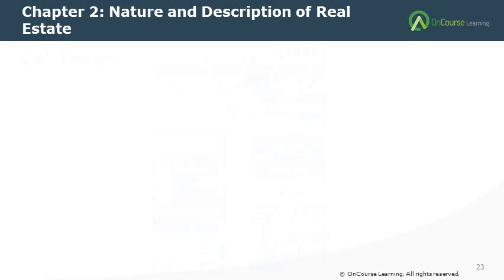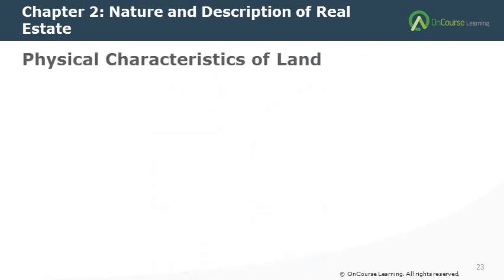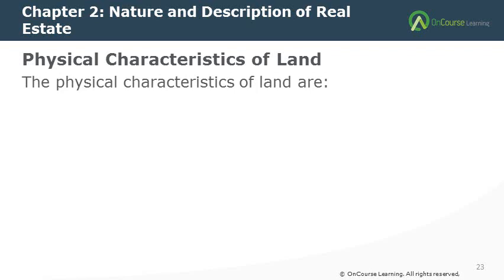And let's wrap up Chapter 2 with various characteristics of land or real estate. The physical characteristics include immobility. Obviously, land is immobile. What's unique here is that the demand must go to the supply instead of the supply going to the demand. If we're talking about a good or a service, usually the supply goes to the demand. That's not true with real estate. The demand must go to the supply because it is immobile.